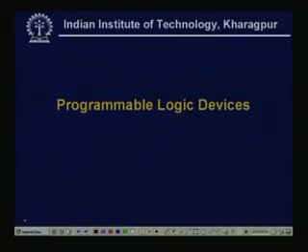In the last class, we have read the design of programmable logic array. We have seen how one PLA can be designed for a set of output functions. Today we will continue the discussion on programmable logic devices. First, we will see what will be the general structure of a PLA design.